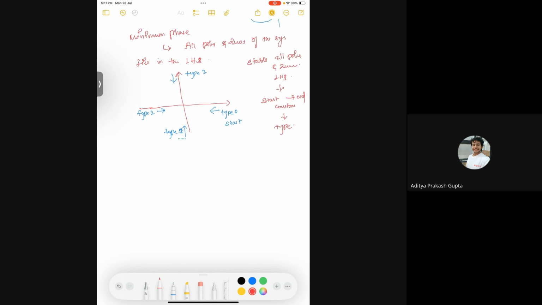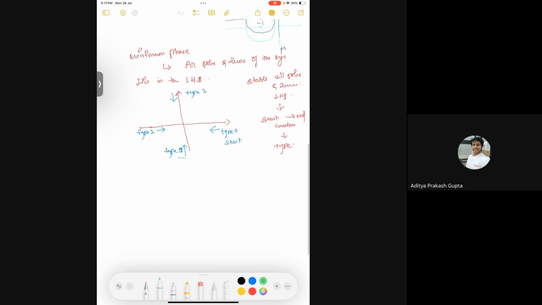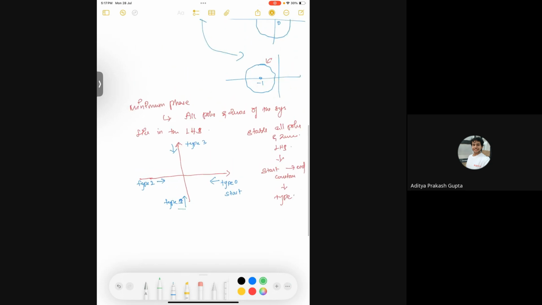This is the ending point. The end I will represent using the green: end of type 1, end of type 2, type 3, and type 4, right? So, for example, if you take a type 1 system, then it starts from here and ends here.